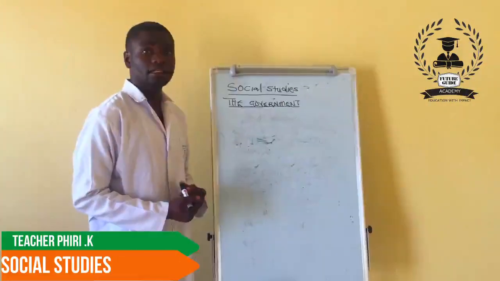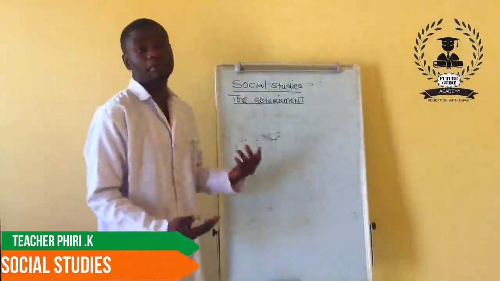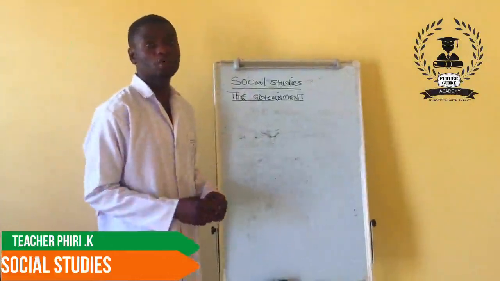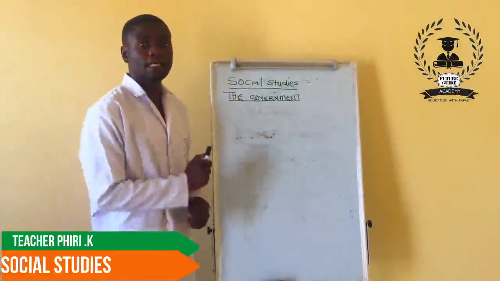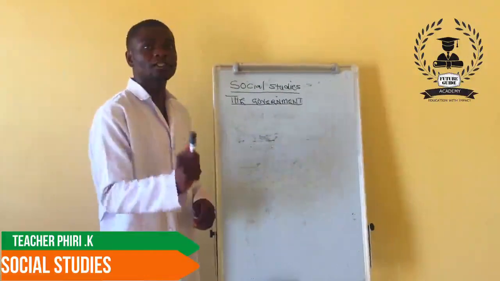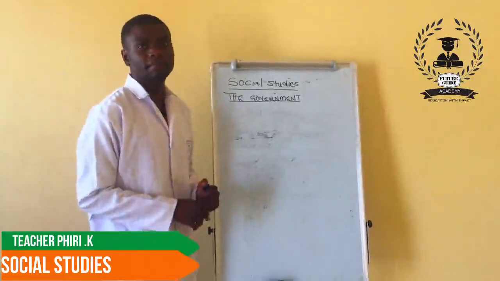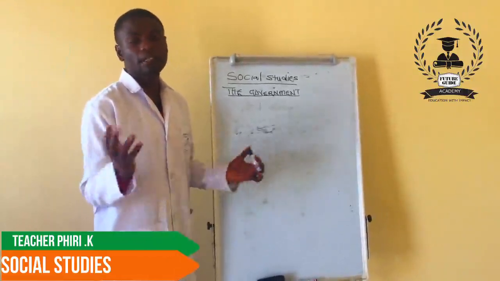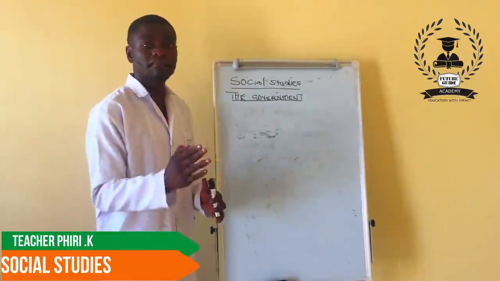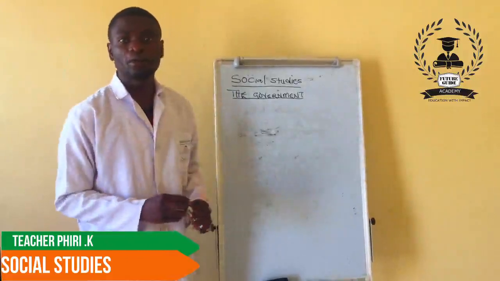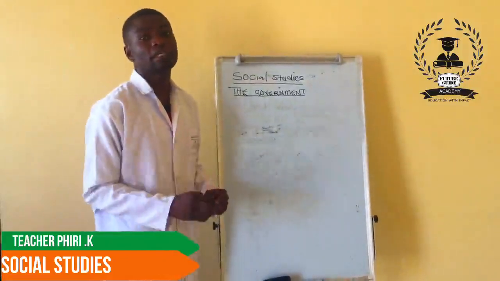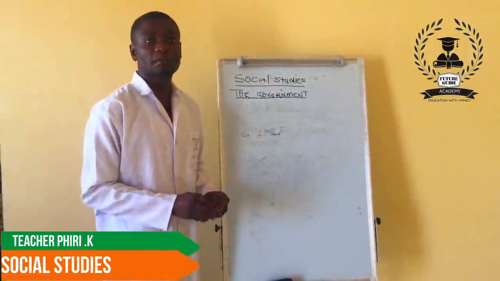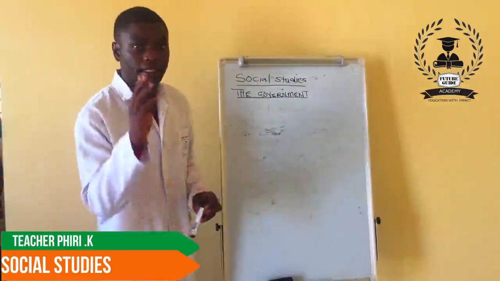Now, as we begin, for those that have heard the term probably from news or even the people that are close to you, the first thing under this topic, you're supposed to know how to define the government. Now, how can we define this term, government? In simpler terms, we can say the government is a group of people who lead or govern a country.